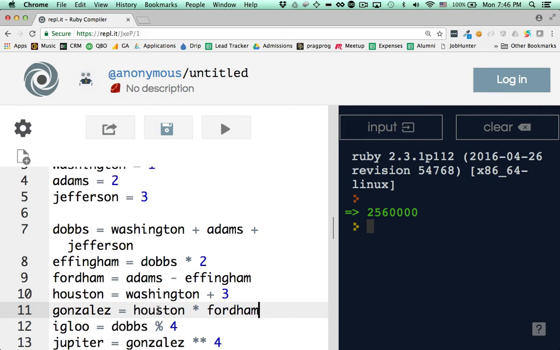The two asterisks mean exponent, so like 2 to the 4th. So I guess I lied when I said you only need to know multiplication, subtraction, addition, division. You don't have to know exponents, but that is what that is. Yeah. I had a feeling you'd ask that next. The percent sign is getting the remainder of a division operation.